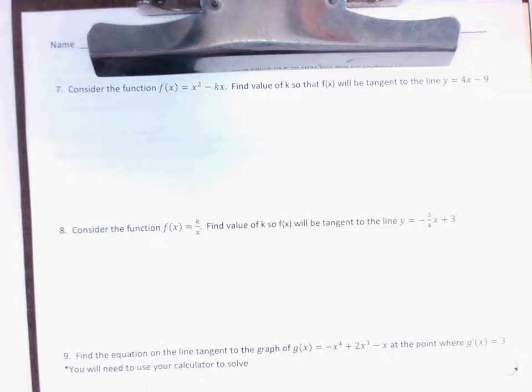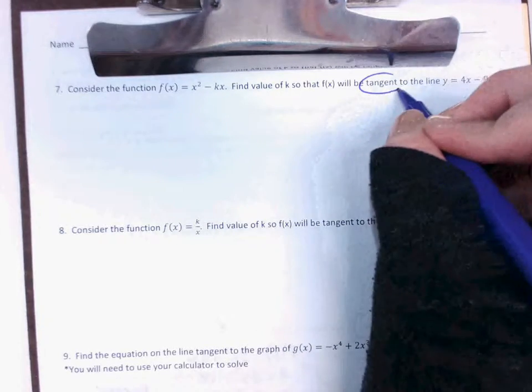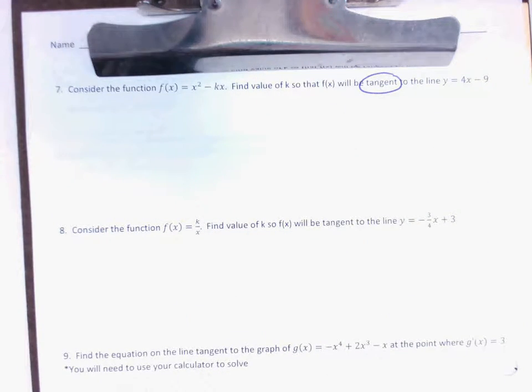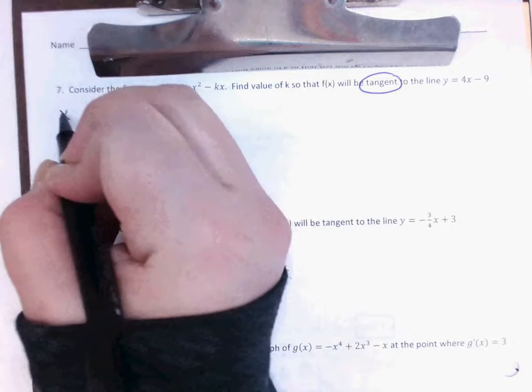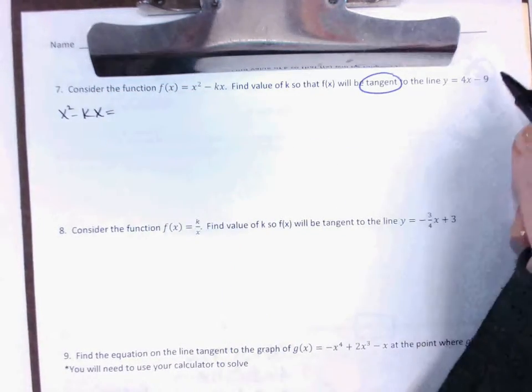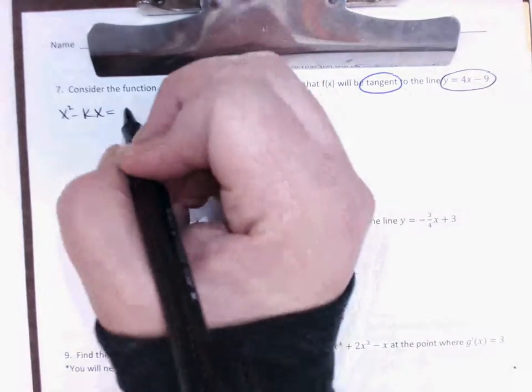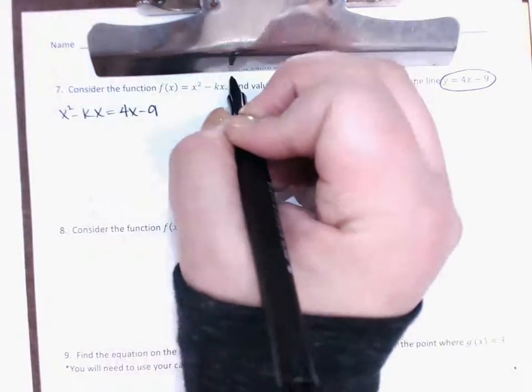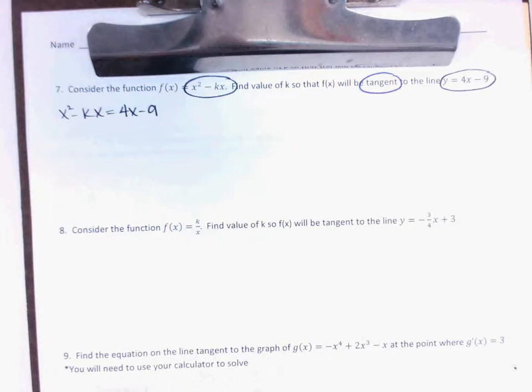Okay, number 7. What do I want my equations to be? Parallel? No, what? Tangent. That means two things are equal. Derivatives and originals. So let's do originals first. So x squared minus kx needs to be equal to 4x minus 9. Okay, but then I have to stop there because I have two sets of letters. I need another equation. So now I'm setting their derivatives equal.